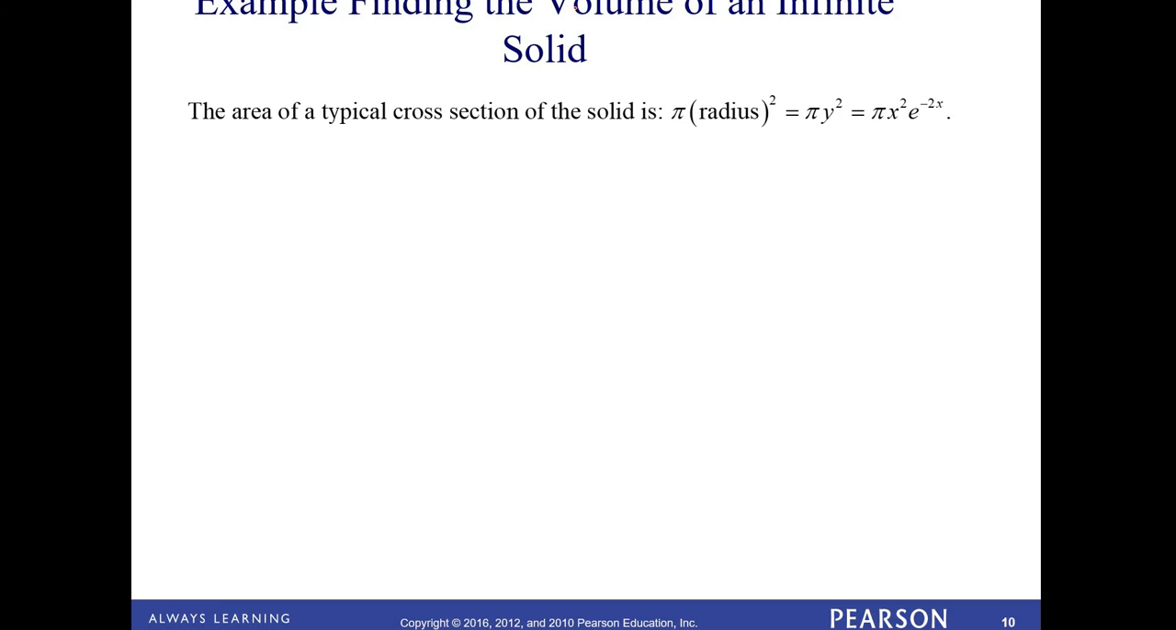The example of finding the volume of an infinite solid. So the area is pi r squared. So using my function, I find the area. I want to integrate that from 0 to infinity, pull the pi out in front. So now I have this integral from 0 to b as b approaches infinity.